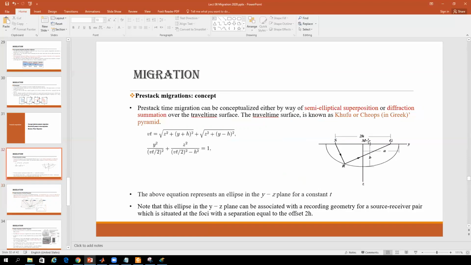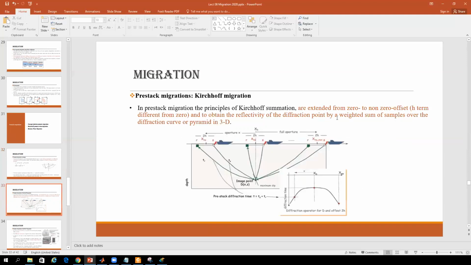And this pyramid, we call it the Khufu, or Cheops, pyramid. It is very well known in seismic migration, in pre-stack migration. So this pyramid can be obtained in the 3D pre-stack migration. We will try to collapse it and bring all the amplitudes which are distributed over this pyramid to one single point, which is at the summit or at the top of the pyramid, or at the apex of the hyperbola if it is only 2D.